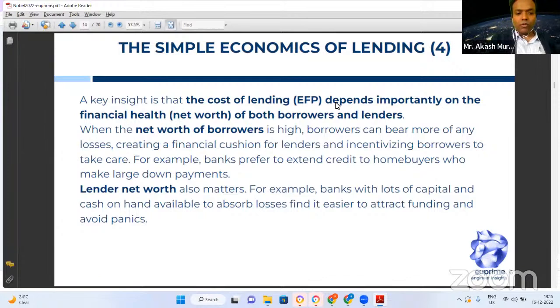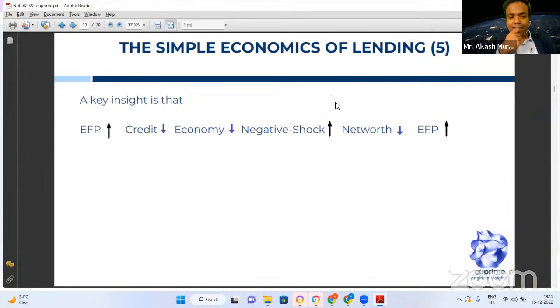The key insight from all this is that whenever you have the external finance premium going high because of stress in the economy, interest rates go high, which is the case right now. As you can see, the interest rates in the US and interest rates in India are going high. The amount of aggregate credit falls.